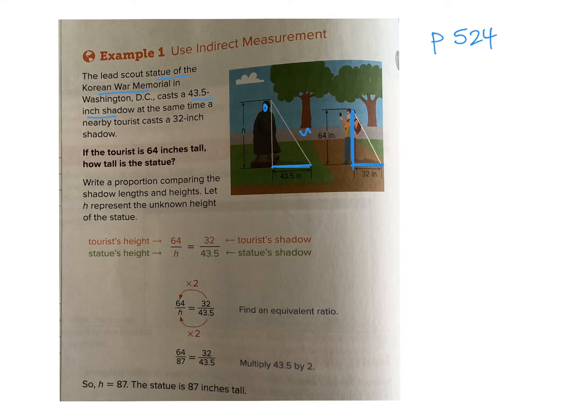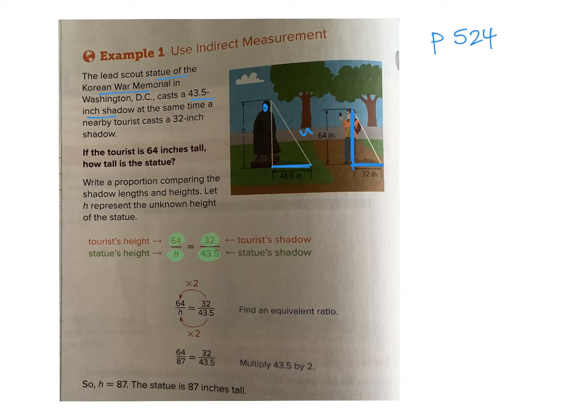So I know these two triangles are similar. I'm just going to draw that little symbol in there. Can I set up a proportion to solve this? Well, let's just look at what they did in the work. So they said, hey, here's how tall the tourist is, 64 inches. And his shadow is 32 inches. And then I'm going to work with the statue. Here's how tall the statue is, h, and its shadow is 43.5.